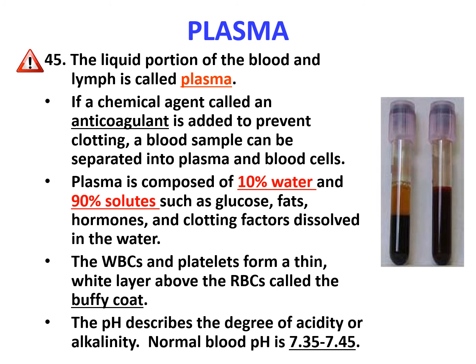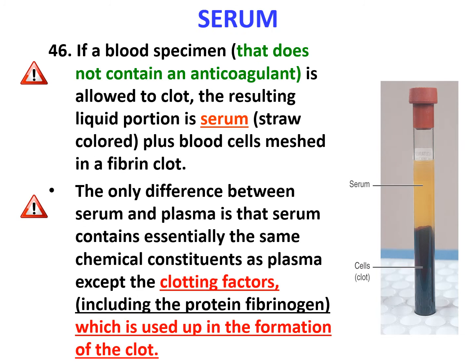Okay, the pH of your blood describes the degree of acidity or alkalinity in your blood. The normal blood pH is 7.35 to 7.45, and as you can see, that's not a big window there, okay? We really need to keep this pH in that normal range, okay?